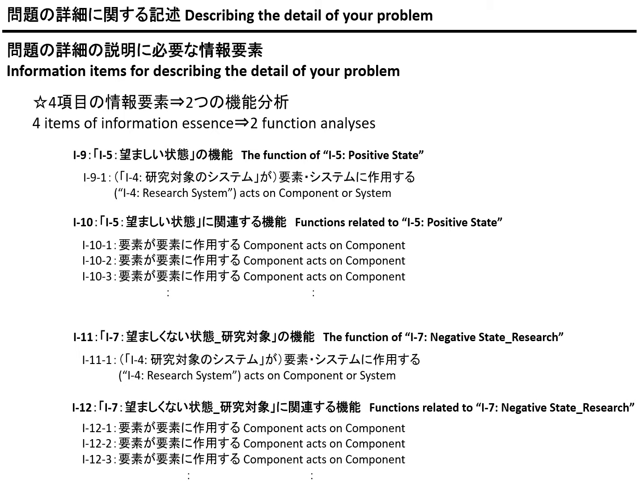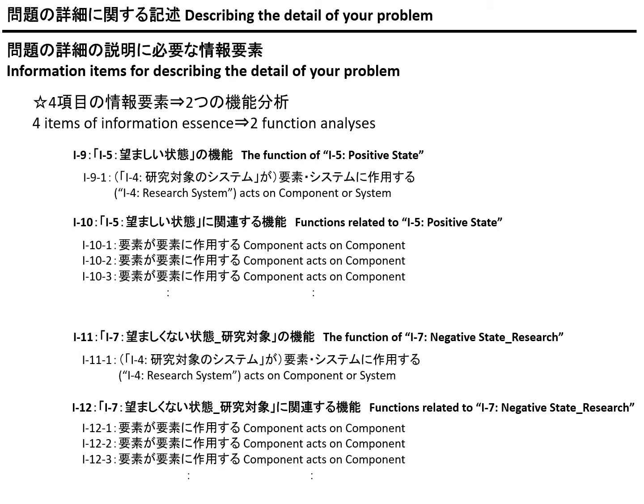So the general description about the positive state should be translated into the format of research system acts on component or system. Then next, what you should do is determine functions related to positive state. So previously you have defined the function of the positive state, and what you need to do next is break the function into the combination of detailed functions. So these describe what's going on to generate the positive state.